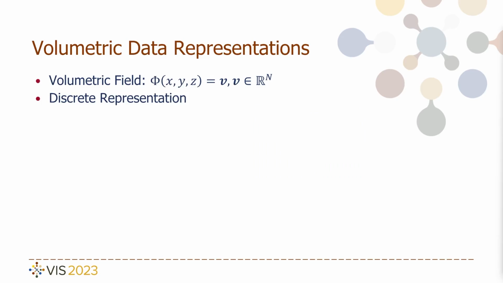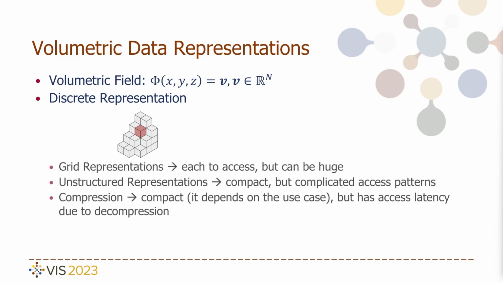Volumetric fields are traditionally stored using discrete representations. This involves tessellating the space covered by the volume with 3D primitives and then sampling the volume at either the primitive vertex positions or their centers. When this space is uniformly tessellated using 3D rectangles, we obtain grid representations. While these are straightforward to access, they can be memory-intensive, especially at higher grid resolutions.